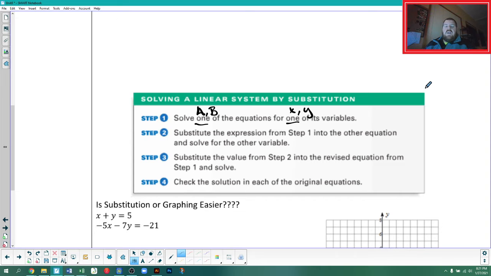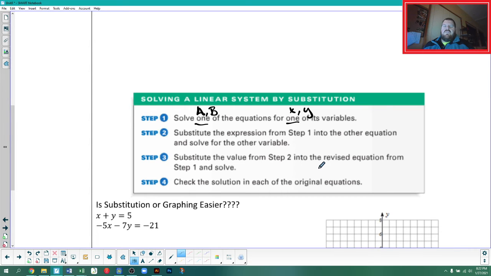Okay, then once we have that, we're going to substitute the expression. Now, in the first problem we did, it wasn't an expression. It was just a number. But typically, we'll have an expression. We're going to substitute that into the other equation, and that's important. You can't substitute it back into the equation you have because that's not going to tell you anything. It's basically going to turn into like a 0 equals 0 type of scenario. So we want to substitute it into the other equation and solve for that other variable.